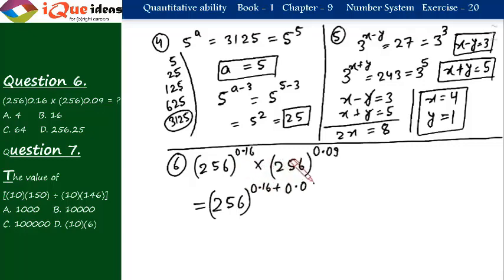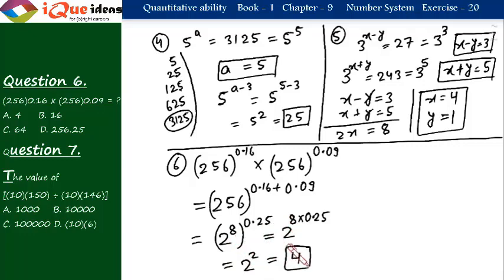which will become... and 256 itself is 2 raised to the power 8. You can check the powers of 2: 2, 4, 8, 16, 32, 64, 128 and 256. So 256 is 2 raised to the power 8. And in the power, 0.16 plus 0.09 will add up to give you 0.25. Right? Now the powers will get multiplied, so it becomes 2 raised to the power 8 into 0.25. Now 8 into 0.25 is equal to 2. So it is 2 raised to the power 2. Hence the answer is 4. So the final answer of the question is 4. Okay.